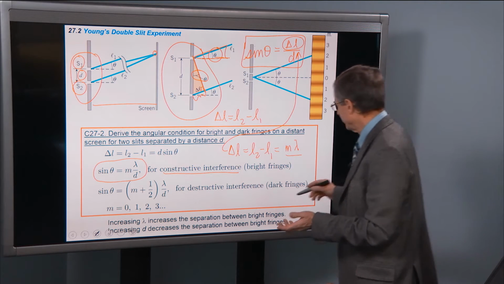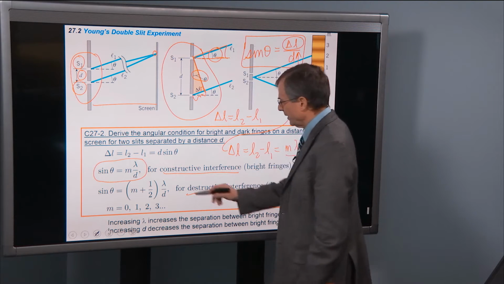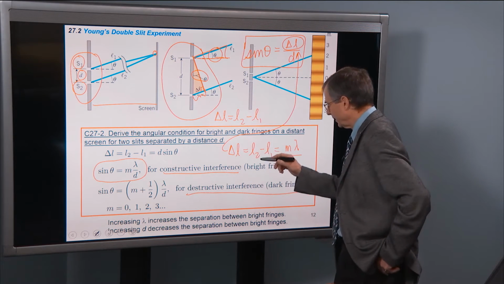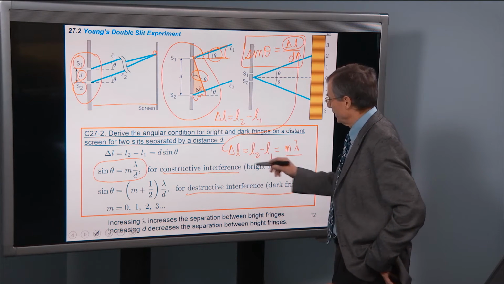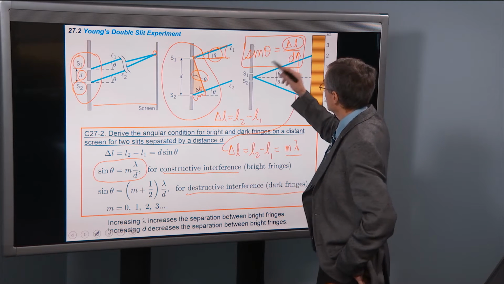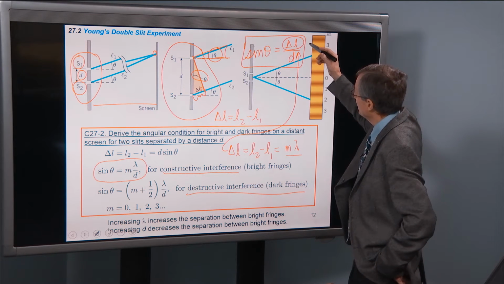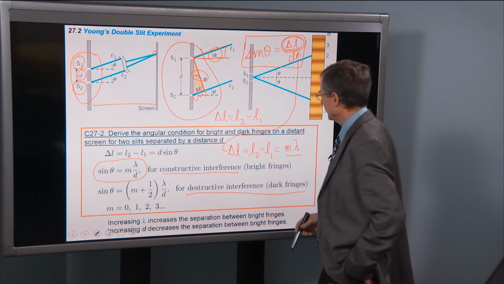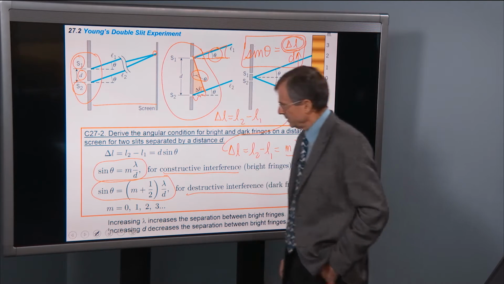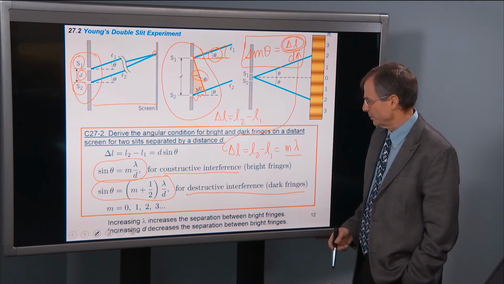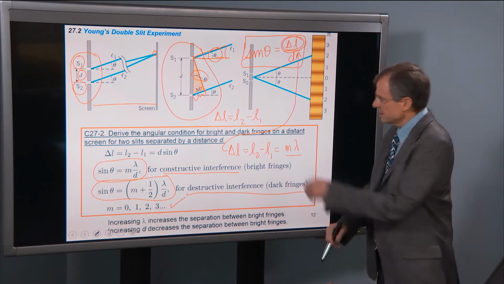Same thing happens for destructive interference, for dark fringes. Comes straight out of concept 27-1. For that one, we had delta L, L2 minus L1, is m plus a half times lambda. But we still have the same relationship for sine of theta. So we're going to put m plus a half times lambda in here for delta L. And we get the sine of theta is m plus a half times lambda over D. So it's essentially the same thing with a little bit of extra algebra added in. And m equals 0, 1, 2, 3, etc. Same as before.